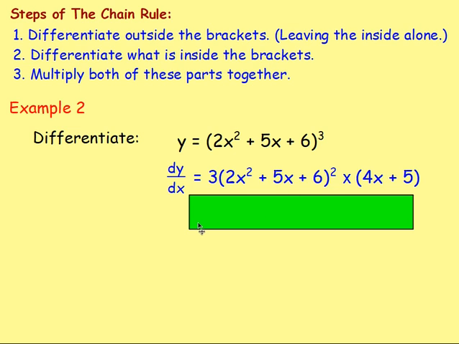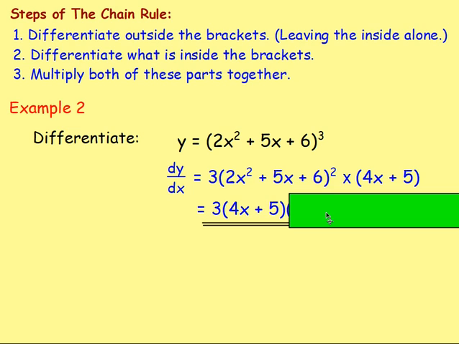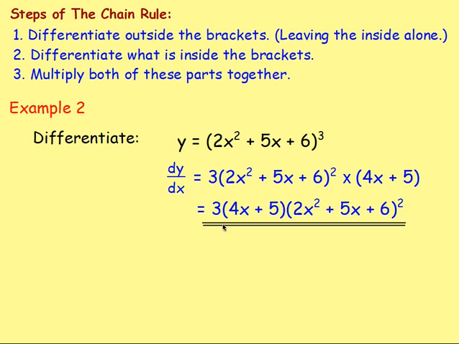From there, well, again, you could multiply out the brackets. That would take you a long time. You're best leaving your answers factorized, especially in preparation for next year. But that would be the 3. I'm putting the 4x plus 5 first, and then putting the highest power last. So your answer will just be 3 bracket 4x plus 5, close bracket, open bracket, 2x squared plus 5x plus 6, and then you've got that squared.